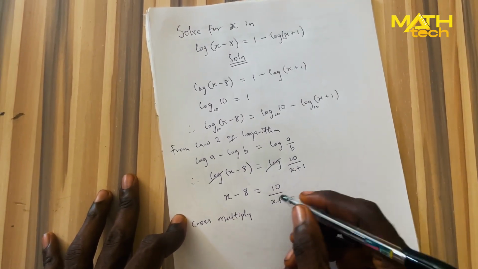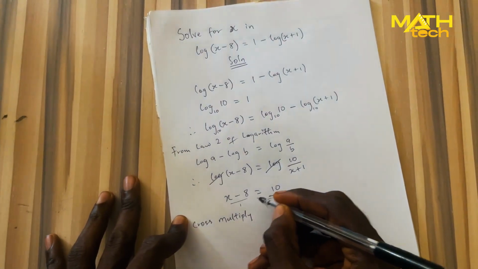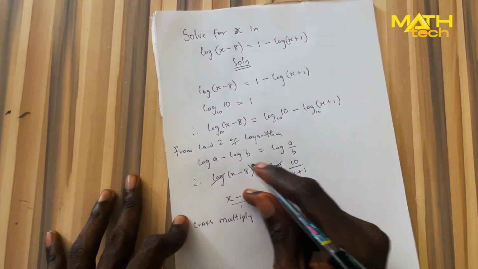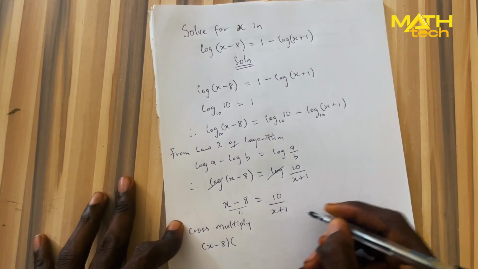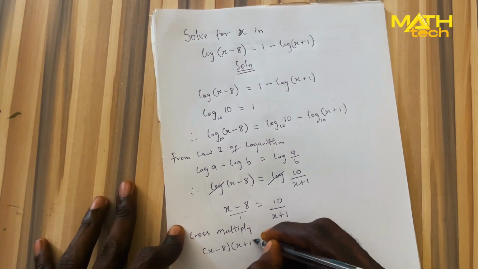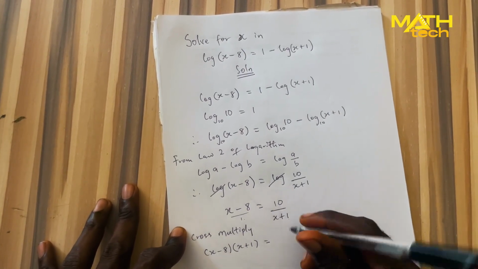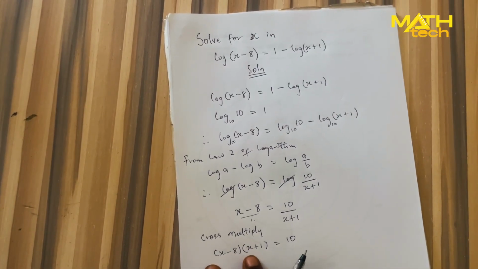Cross multiply, and don't forget that there is an invisible over 1 here. So this multiplies this and this multiplies this. When this multiplies this, we have (x - 8)(x + 1) equal to 10 times 1, which gives us 10. Now we have to expand this bracket.